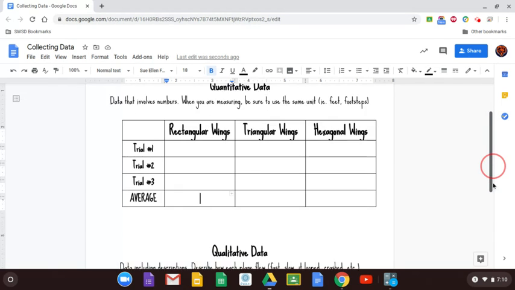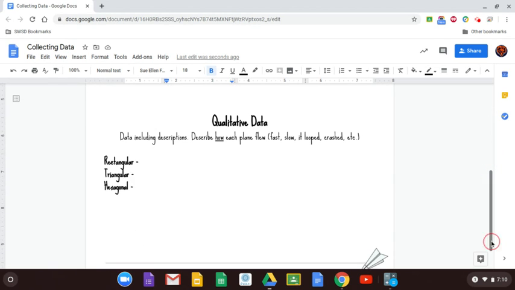Down here, we have our qualitative data. So qualitative is with an L, so that's descriptions, using adjectives. So you want to describe how each plane flew. Did it go fast? Did it go slow? Did it loop? Did it crash? Did it glide gracefully? However you want to describe its flight, you're going to just jot down some notes right over here. Okay. Again, they should be pretty descriptive. Don't use any numbers.